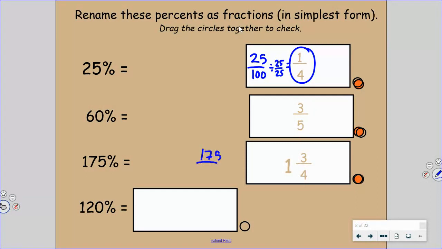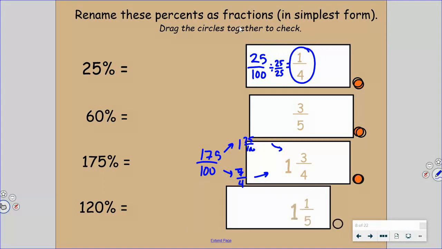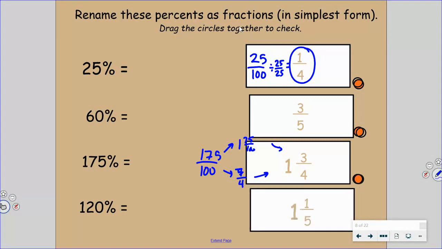Again, you write that out of 100. Now from this, you can either change it to a mixed number and then reduce, or you could reduce 7 over 4 and then change it to a mixed number. So that's the nice part about mathematics. Multiple paths leading to the proper same destination. 120 out of 100 can be rewritten as 1 and 20 hundredths, 1 and 2 tenths, 1 and 1/5 in simplest form.